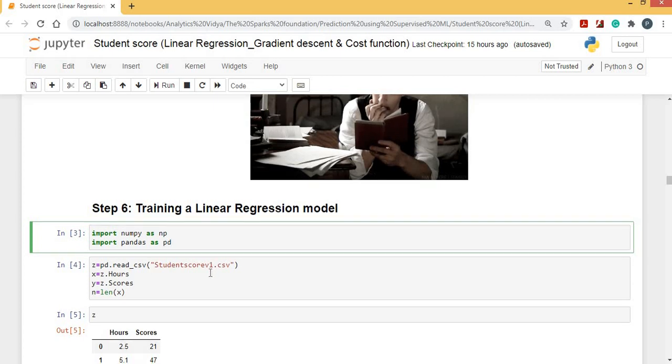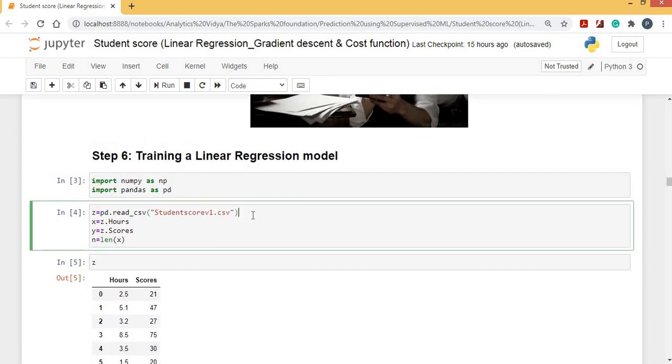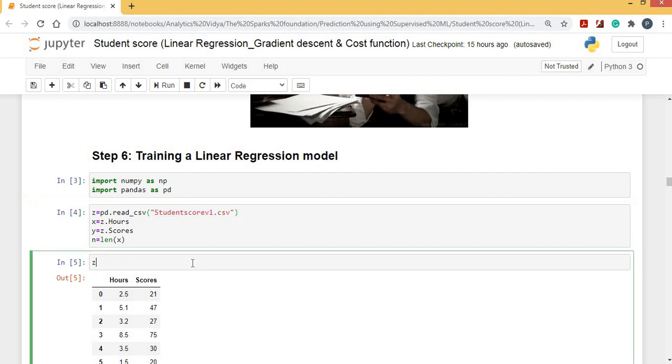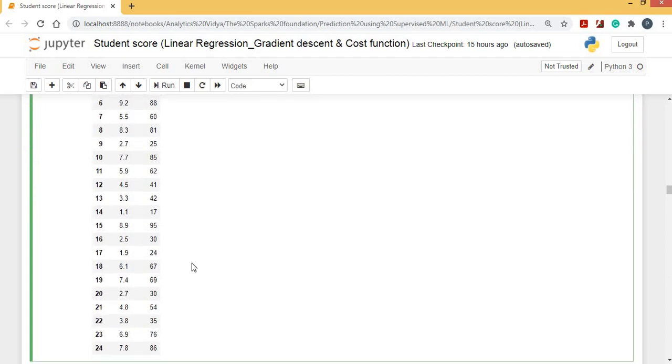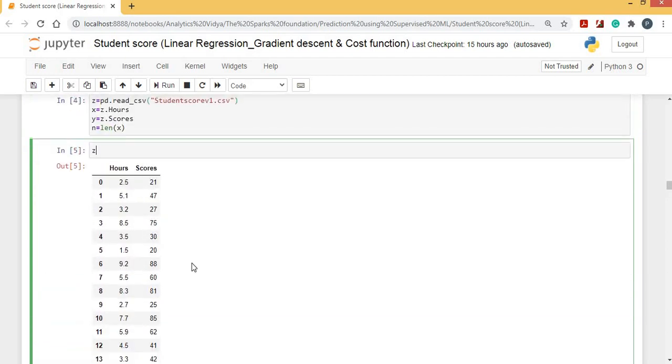So firstly we imported the libraries, and then the data set is also uploaded on the GitHub. From there the student score is also available. So let's import it. So this is the data set. As you can see over here, we have 25 observations. These are the hours, and we have the scores. Okay, so if a student studies for 2.5 hours, he gets 21 marks. If he studies for 5.1 hours, he gets 47 marks. So these are the sample scores.